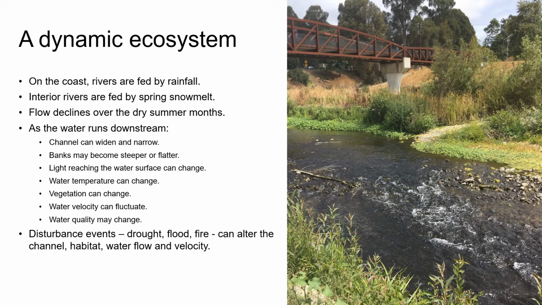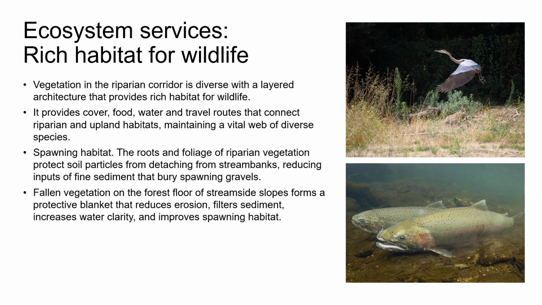Healthy riparian ecosystems provide a range of ecosystem services. So let's take a quick look at some of those benefits. Vegetation in the riparian corridor is diverse with a layered architecture that provides rich habitat for a wide range of wildlife. The vegetation provides cover, food, water, and travel routes that connect riparian with upland habitats. As mentioned earlier, the influence of vegetation extends to the waterway and aquatic life too.